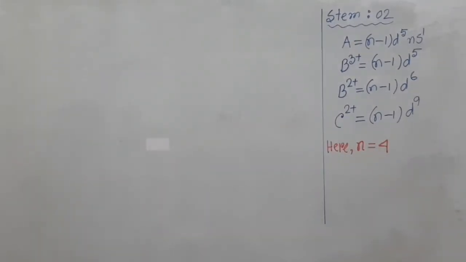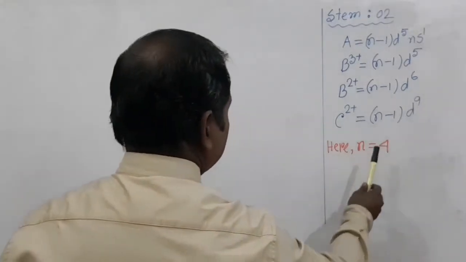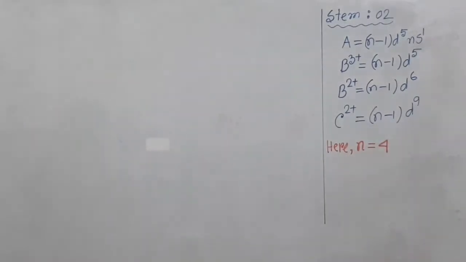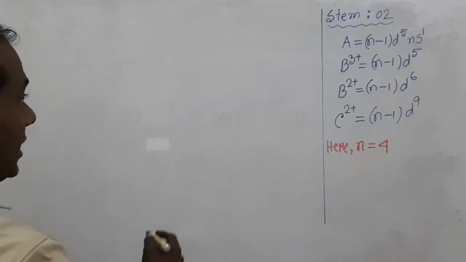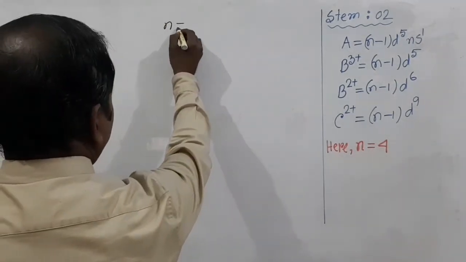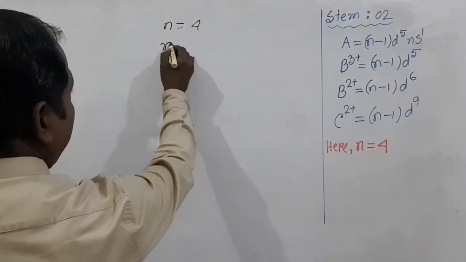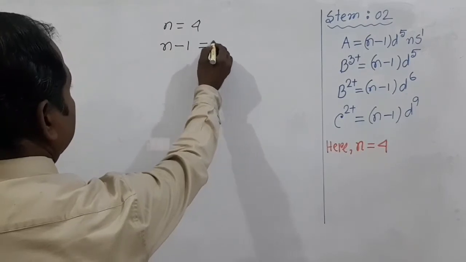B3+, this is cation, electronic configuration n-1 d5, B2+ n-1 d6 and C2+ here n-1 d9. My dear students, here given the value of n equal to 4. So, we can say that n equal to 4. So, n minus 1 equal to 3.